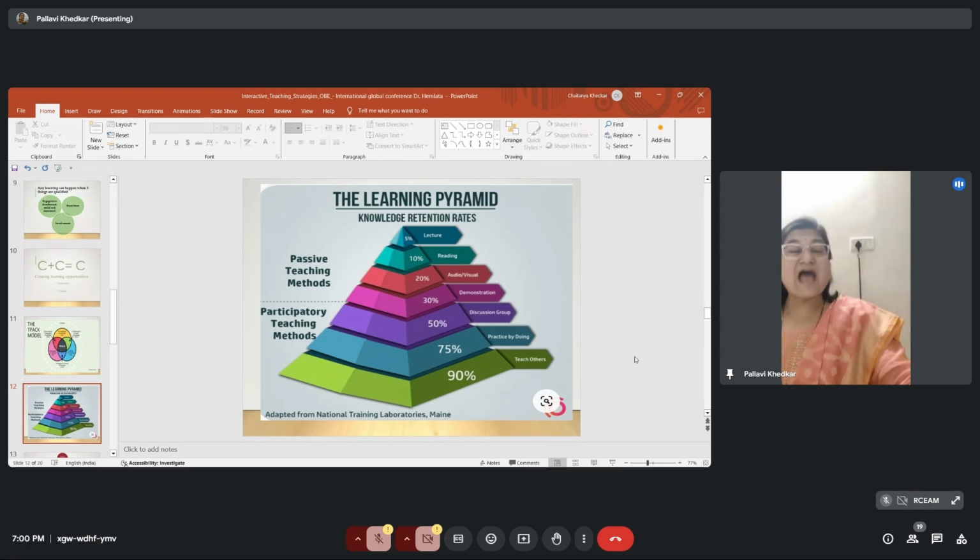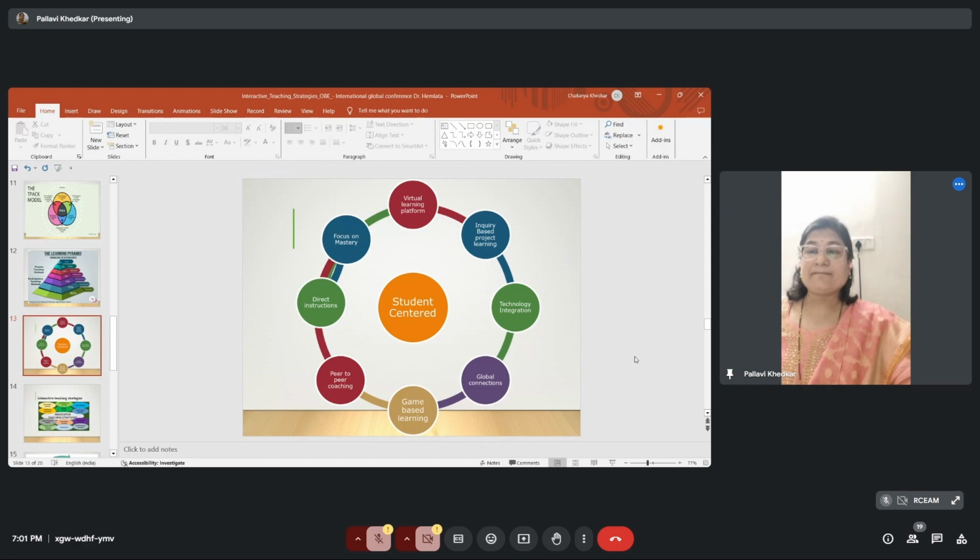Now, as a teacher, we have to decide whether our class should be an active class or a passive class. And accordingly, you have to design, plan, and develop the pedagogical activities in your class. When we talk about student-centered learning, it mainly speaks about keeping the students in the center and then conducting the activities.